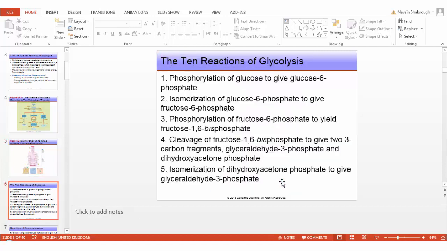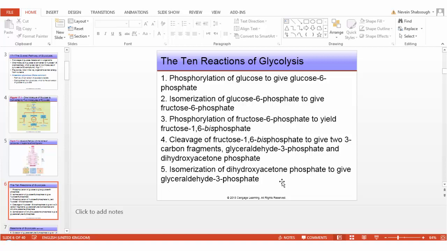Now, glycolysis consists of 10 reactions. We begin with phosphorylation of glucose to give glucose 6-phosphate. Now, glucose can enter and come out of the cell freely, but in order to trap it inside the cell, it becomes phosphorylated, because neutral glucose can enter, but negatively charged glucose cannot come out of the cell, so it is forced to continue the other 9 reactions.